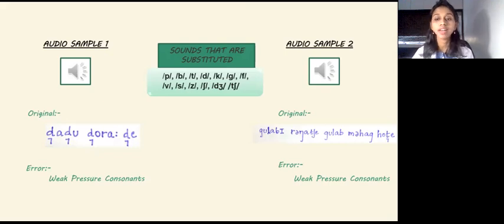Note here that sounds like G, B, Ch, and T all lack precision and clarity in the sample. Listen to it once again.